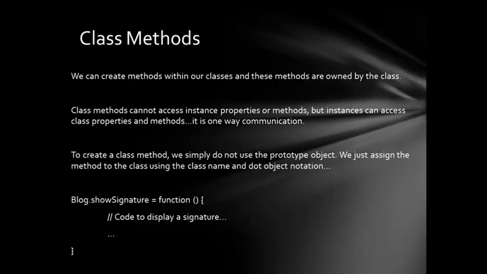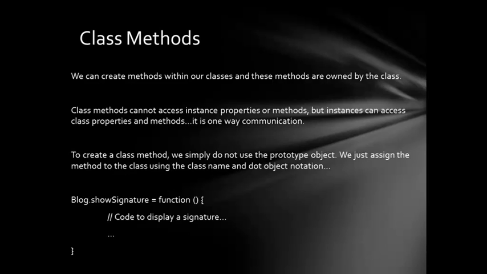So then we can also create these methods within our classes, and they're owned. Class methods can't access instance properties or methods, but instances can access class properties and methods. So it's a one-way communication thing. So we can create a class method.